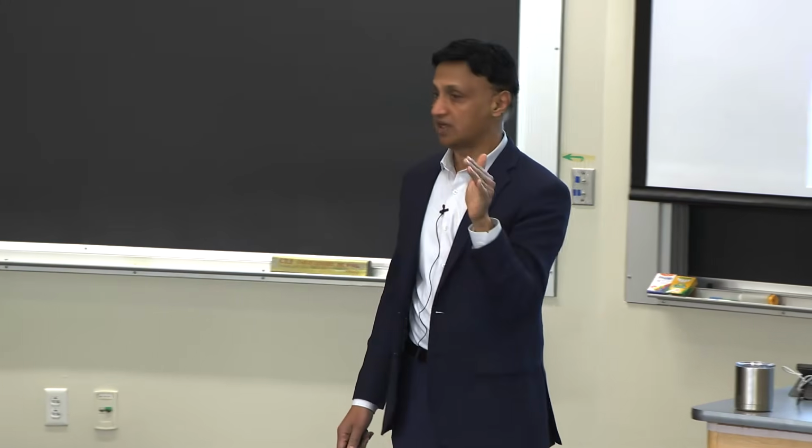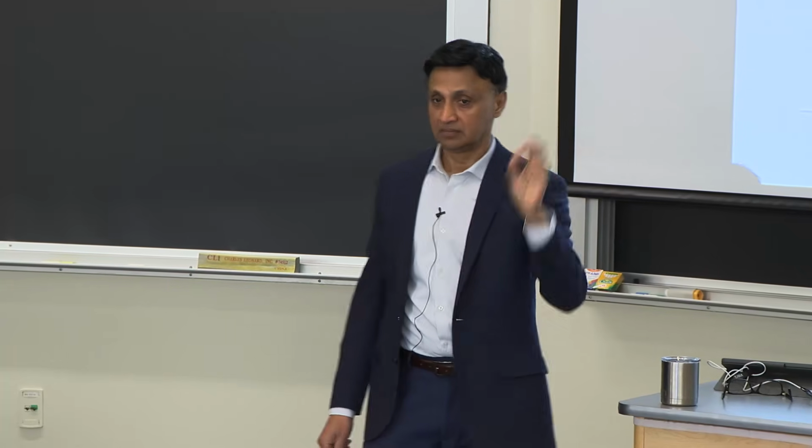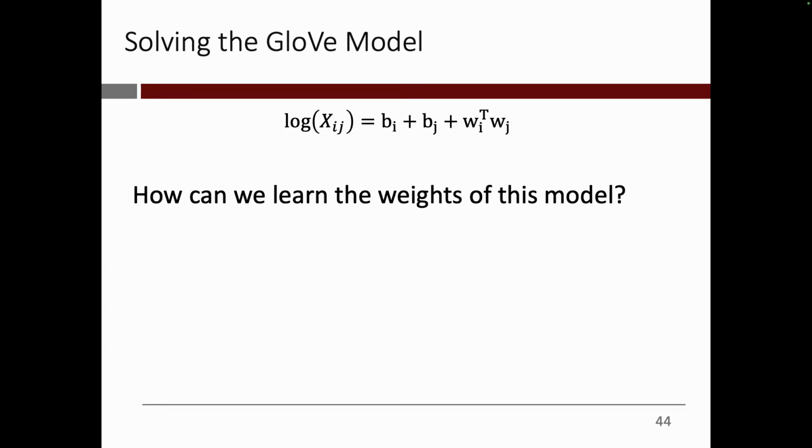If your model exactly nails every number in the co-occurrence matrix, the error is going to be 0, okay? So what we do is we literally just do that. This is the data, this is the predicted value, actual value, difference squared, add them all up, minimize.